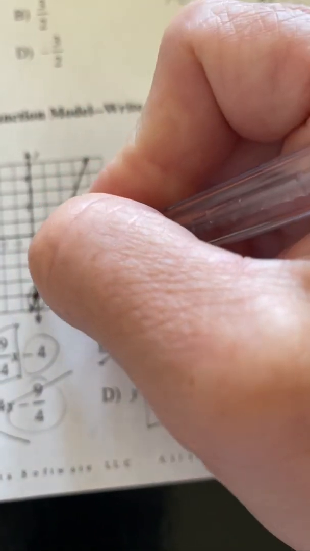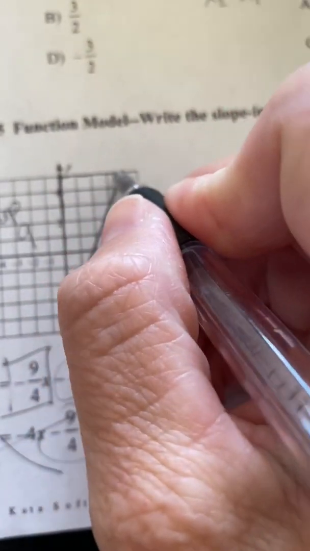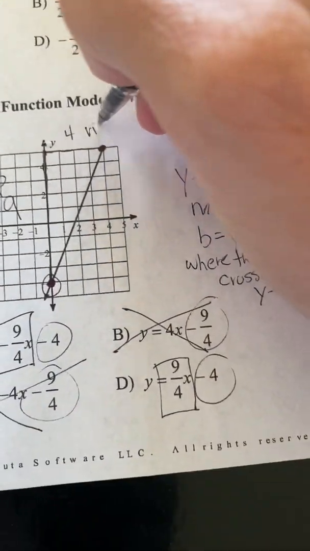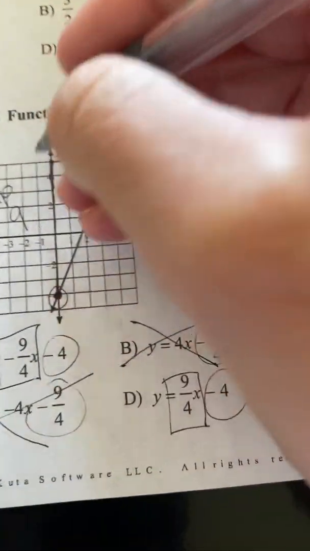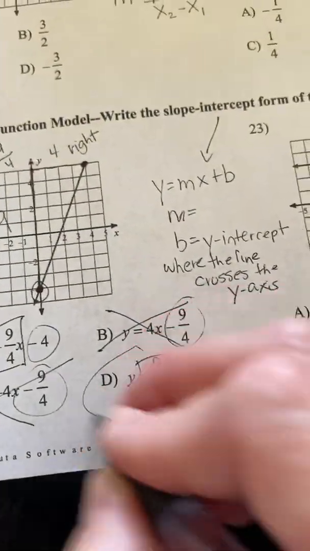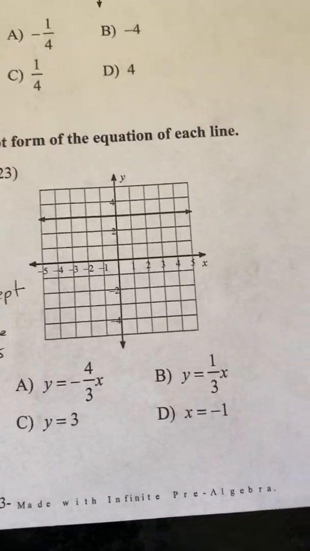We went up 9 blocks. So 9 up would be positive 9. And then we're going to go over 4, which would be to the right, which would be positive. So 9 over 4 would be answer choice D. So maybe that'll help you better be able to work out 23.